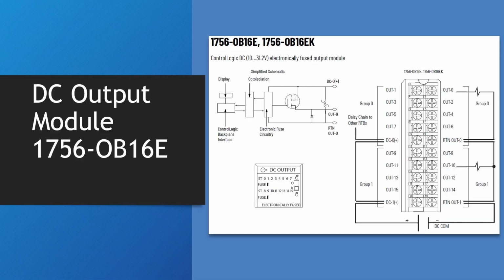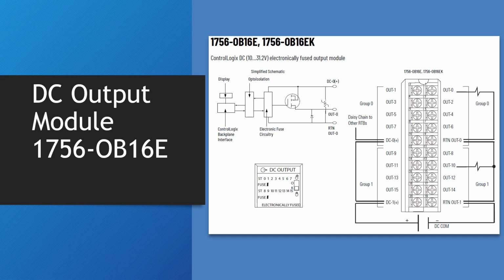The final module we will be covering today is a 10 to 31 volt output module, 1756-OB16E. The O designates an output module, B designates a DC module, whereas a W will typically designate a dry contact output module. 16 designates the number of output points, and finally E designates electronically fused. This is a low current output module to drive devices such as solenoid valves, relays, indicator lamps, etc.